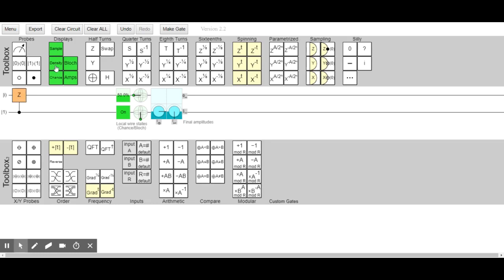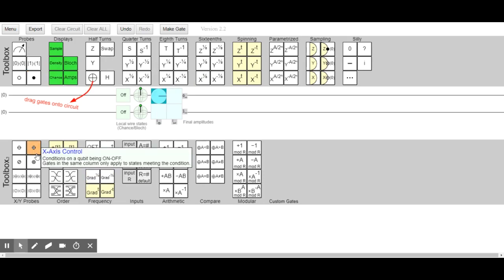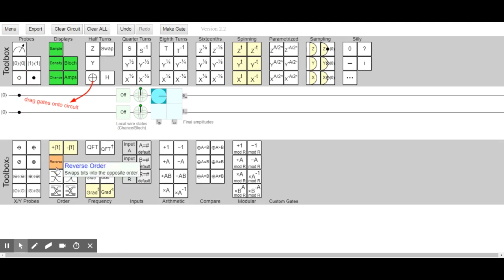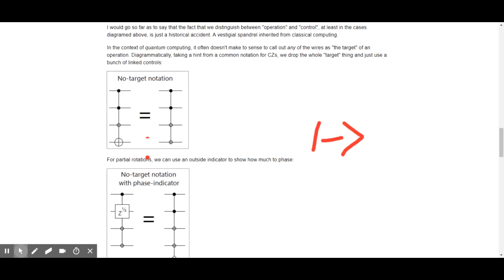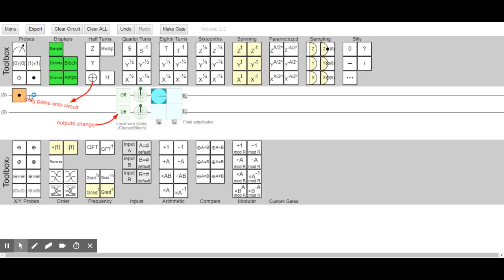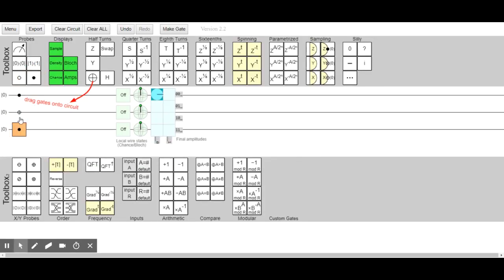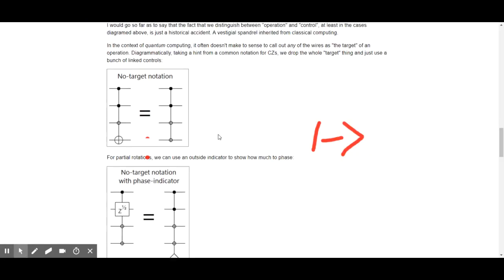Can I use the no target notation here? So what if I just do this? No, I cannot. But it would be cool actually. But you should be able, if he's actually doing it here, why is it not working? Yeah, but it's not working for me. Okay. Clear all. Let's move forward.